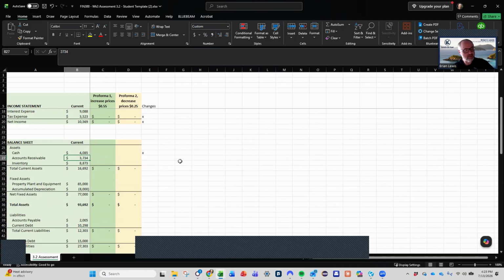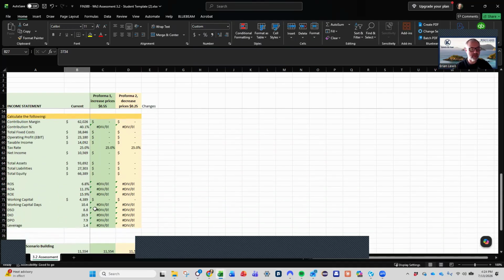Receivables, though, you're going to have to recalculate. Now, I'm not going to show you how to do this one because you're going to need to impute it based on the change in revenue. But remember, no matter what, this number, where'd it go? DSO. That number needs to stay exactly the same, 8.8.